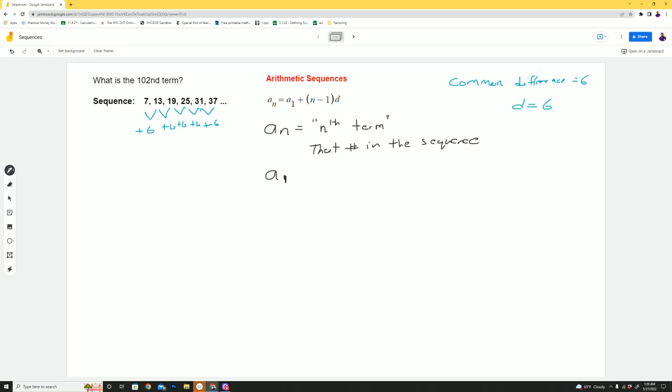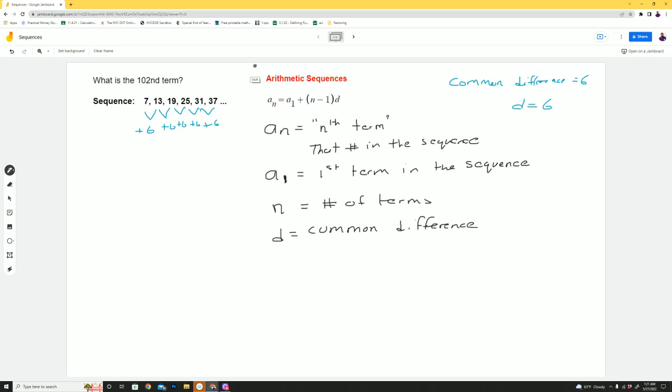Now I know the variable is the same, but the sub means that it has different values. So a sub n is the nth term. A sub 1 represents your first term in the sequence. Okay? A sub n is the nth term. A sub 1 is your first term. N, typically, and you'll see this again in other lessons in the future, n represents the number of terms, and it's typically the same value as whatever your nth term is. And then for this one we have d, which is your common difference, what we talked about earlier. So now that we know what all these terms are, let's see if we can plug them in and figure out what is the 102nd term in the sequence.